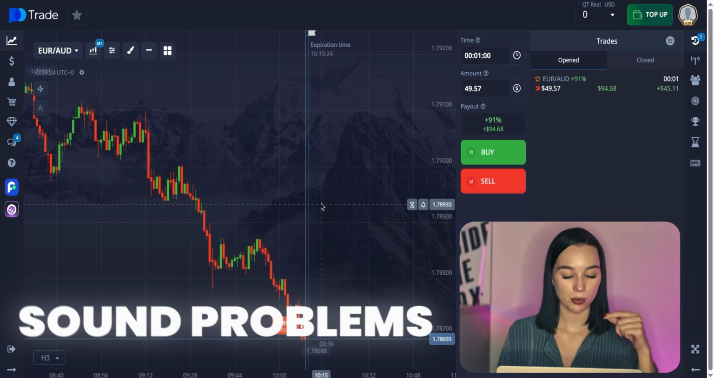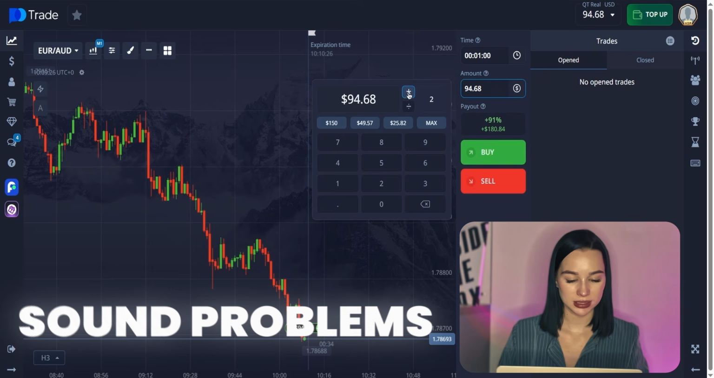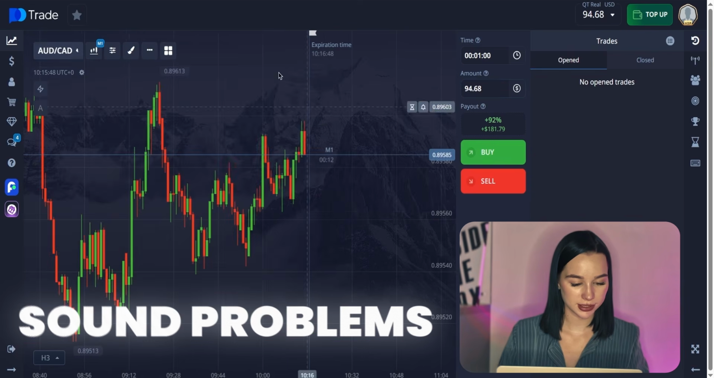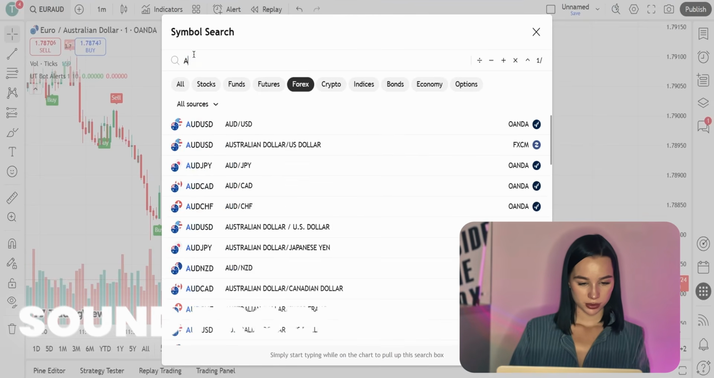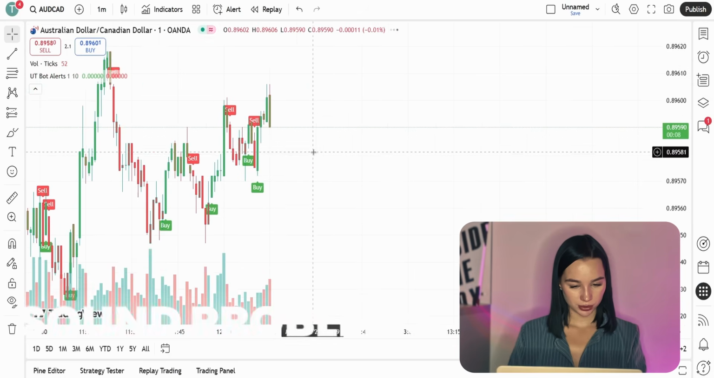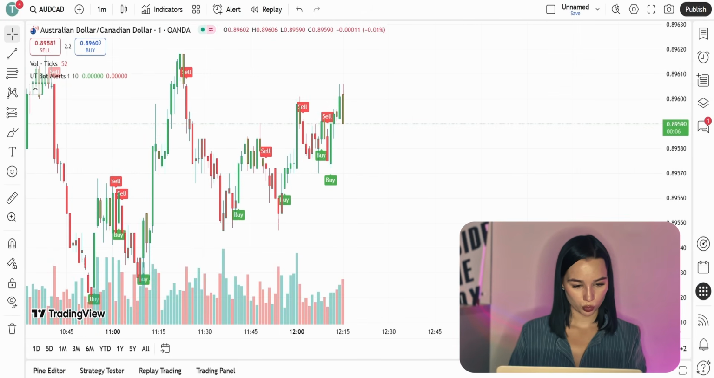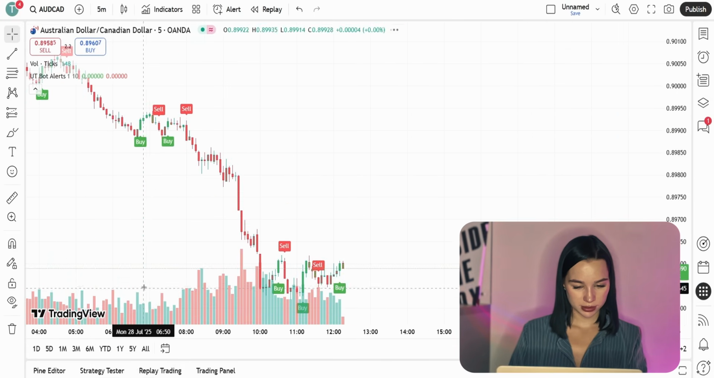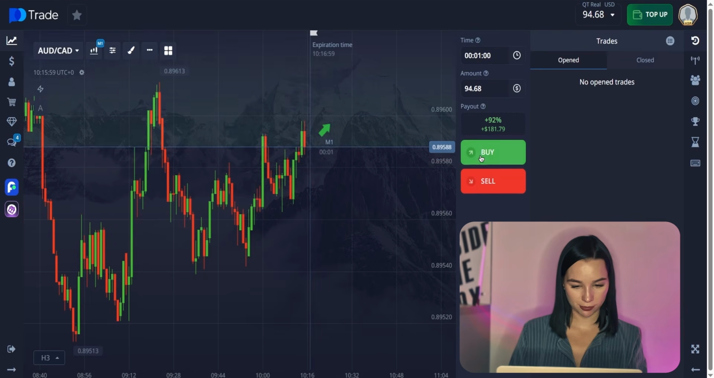So it's 1 second, we close the trade in the plus, and we're going to find another currency pair. For example, Australian dollar, Canadian dollar. Let's check it out on the 5 minutes. Here it's giving a buy signal. So we're going to open a buy trade for 1 minute.